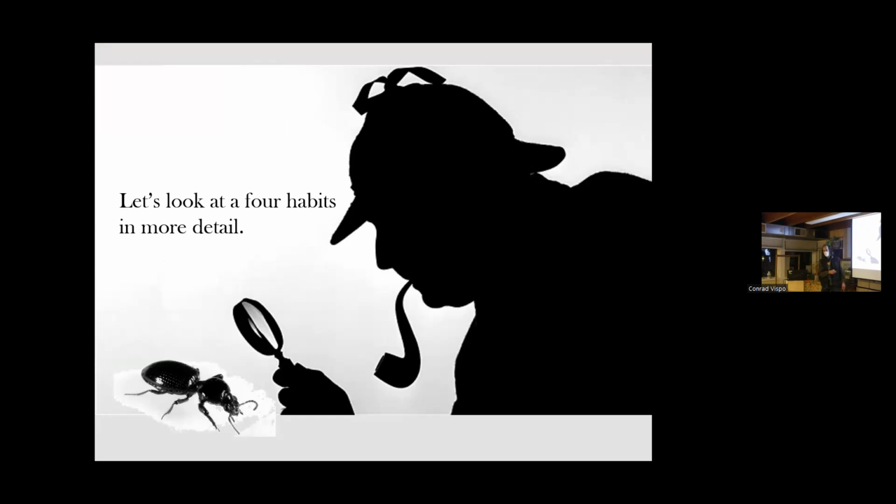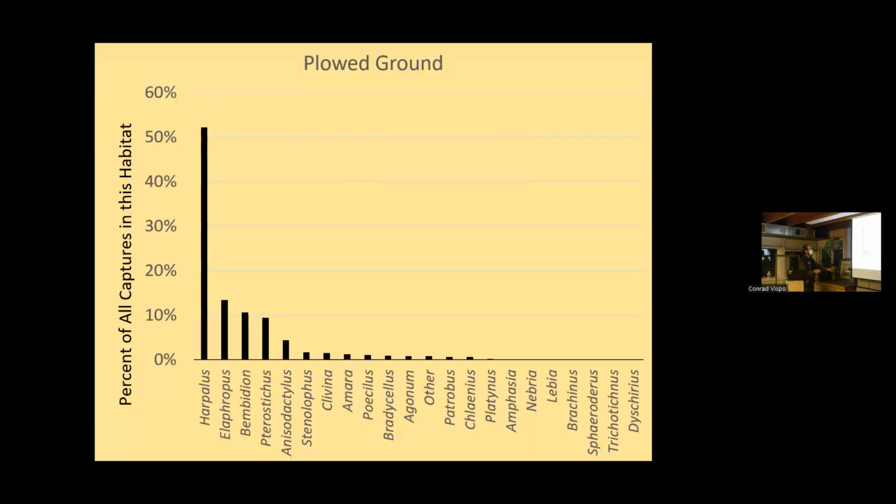So let's look at 4 of those habitats in a little bit more detail. And this is my excuse just to show you ground beetle pictures, mainly. But before you get to ground beetle pictures, you need to look at a graph again. And this is just showing you the composition of the ground beetle community in plowed ground. And these are various genera of ground beetles. And this is the abundance in the capture.